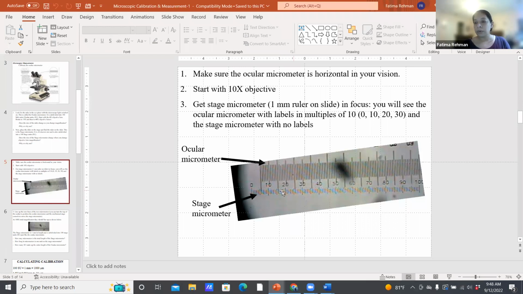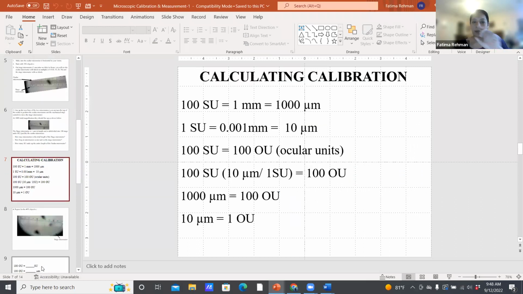Now, the thing is that we know the total length of this stage micrometer. The stage micrometer is equal to 100 stage units. It's subdivided into 100 units, SU for short, and that whole length is equal to 1 millimeter. If you do a metric conversion, because 1 millimeter is really large in terms of cells, it's 1,000 micrometer. And because we know that information, we can calculate what physical length each one of the stage units is by simply dividing both sides by 100. So each stage unit is equal to 10 micrometer. Everyone with me so far?